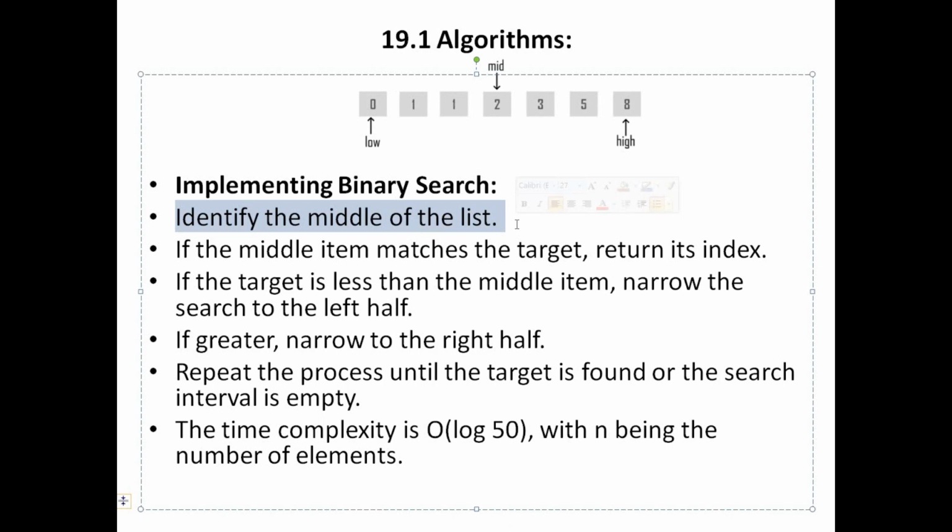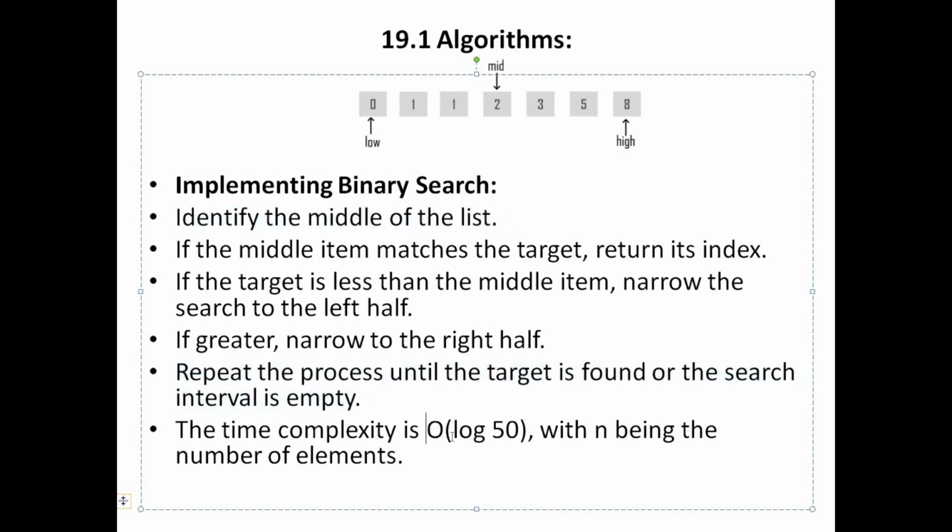Now how do you implement a binary search? Identify the middle of the list. That's the first thing to do. If the middle item matches the target, return its index. If the target is less than the middle item, narrow the search to the left half. If it is more than the middle term, like let's suppose you're looking for a 3 and the middle term is 2, so that means you'll move on to the right hand side. Repeat the process until the target is found or the search interval is empty.